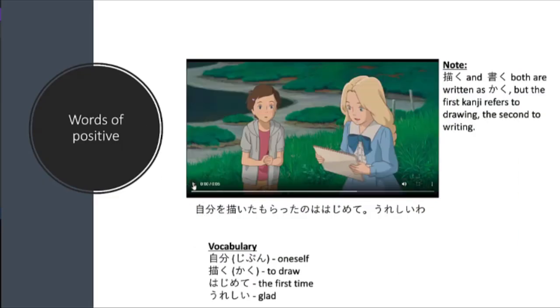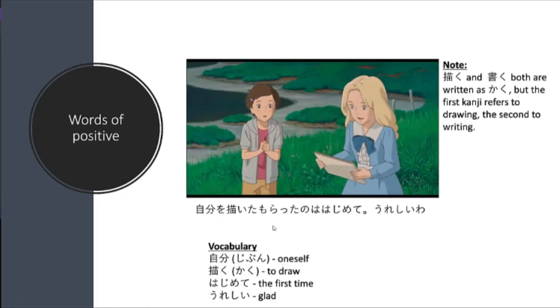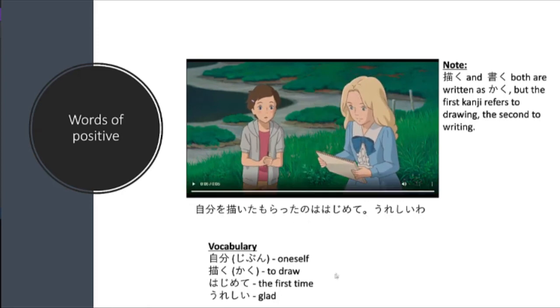Here. 自分の絵を描いてもらったのは初めてよ。嬉しいわ。Ureshii, which means she's glad. A lot of these adjectives you can just say by itself. Ureshii, I'm glad, or kawaii, cute. Or urayamashii, which is jealous.